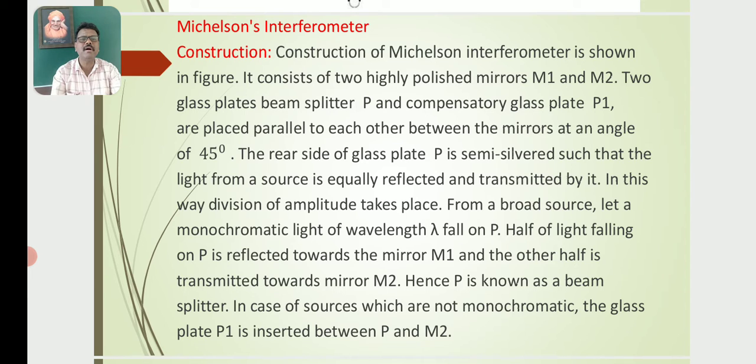From a broad source, let monochromatic light of wavelength lambda fall on P. Half of the light falling on P is reflected towards the mirror M1 and the other half is transmitted towards mirror M2. Hence P is known as the beam splitter. In case of sources which are not monochromatic, the glass plate P1 is inserted between P and M2.